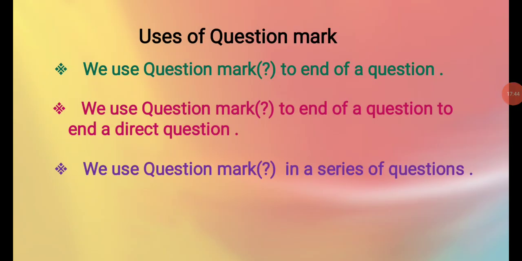Then the next rule is, we use a question mark in a series of questions. It means if there are 2 or 3 questions in the same sentence, we use a question mark after every question. How are you? Then question mark. What are you doing? Then question mark. Are you all right? Then question mark. So in this way, if there are 2 or more questions, after every question we have to put a question mark.